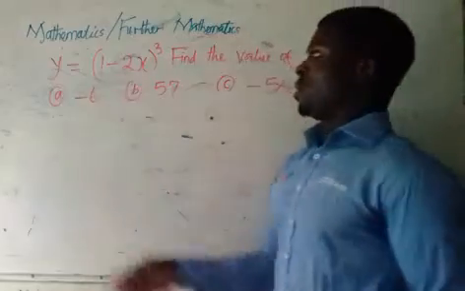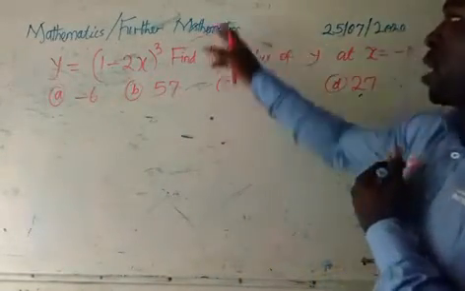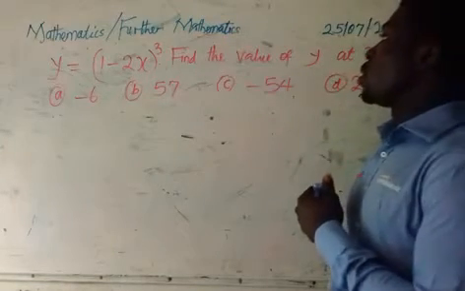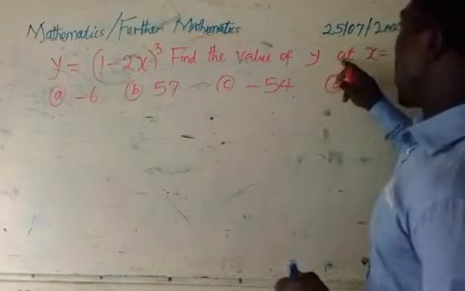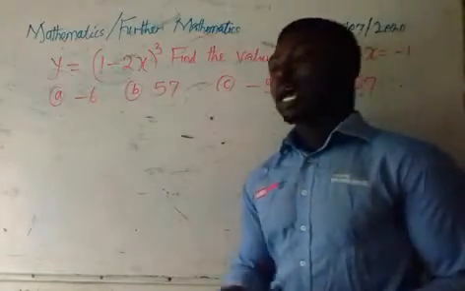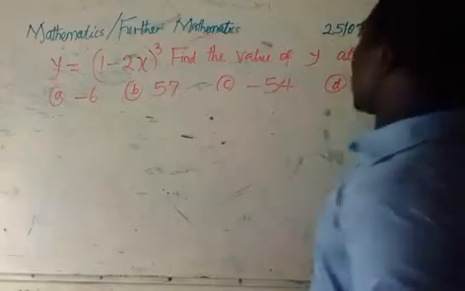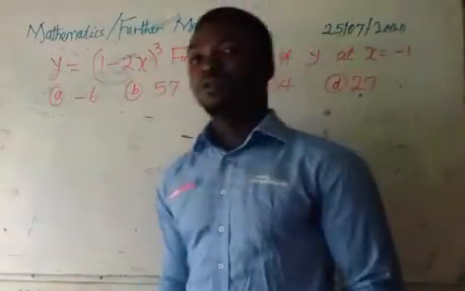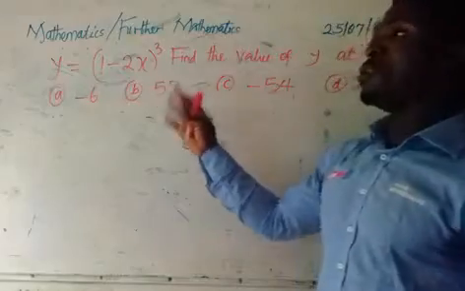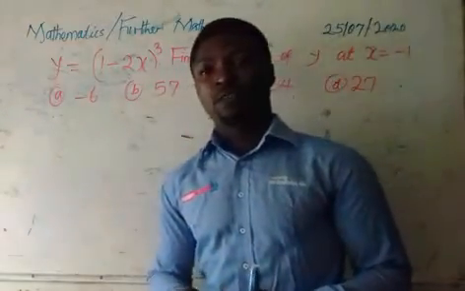The question before us is y equal to (1 minus 2x) all raised to the power of 3. We are to find the value of dy/dx at x equal to minus 1. At first sight, what comes to mind is to substitute directly the value of x into the function, and when you do that, you're going to get 27. But that is not what we are required to do.